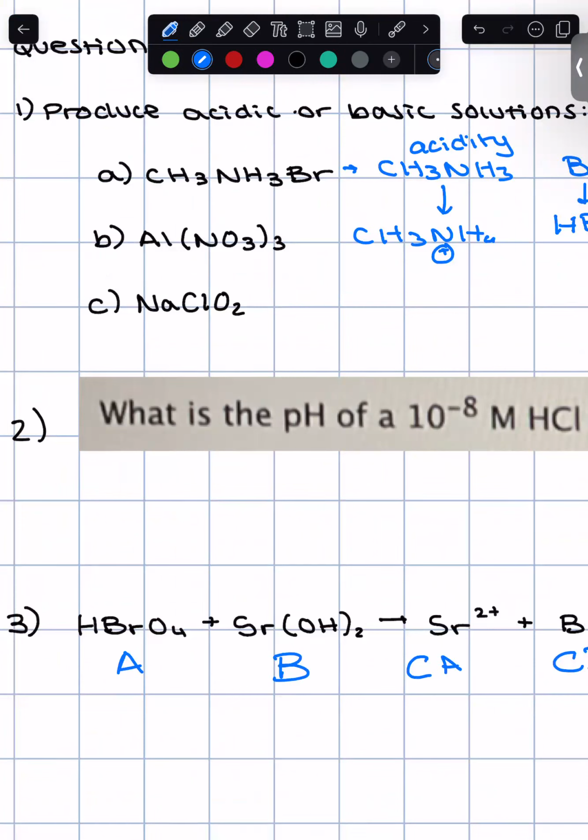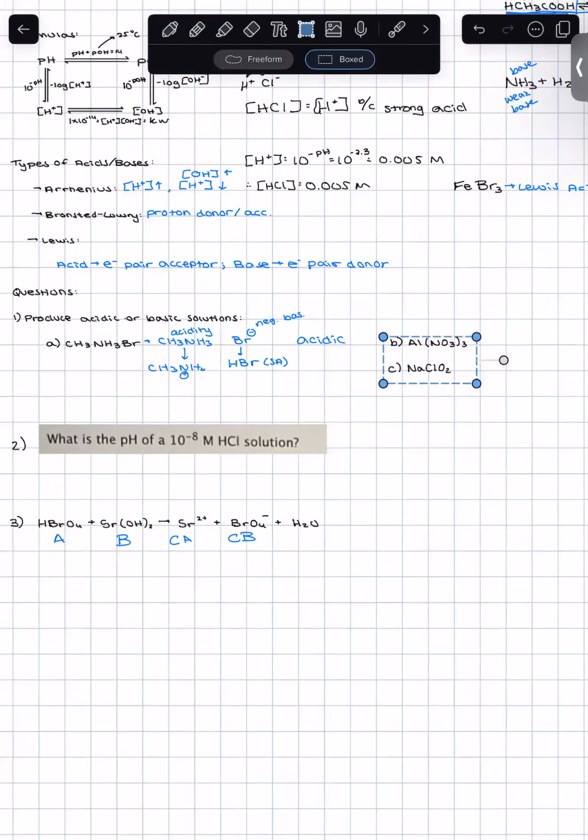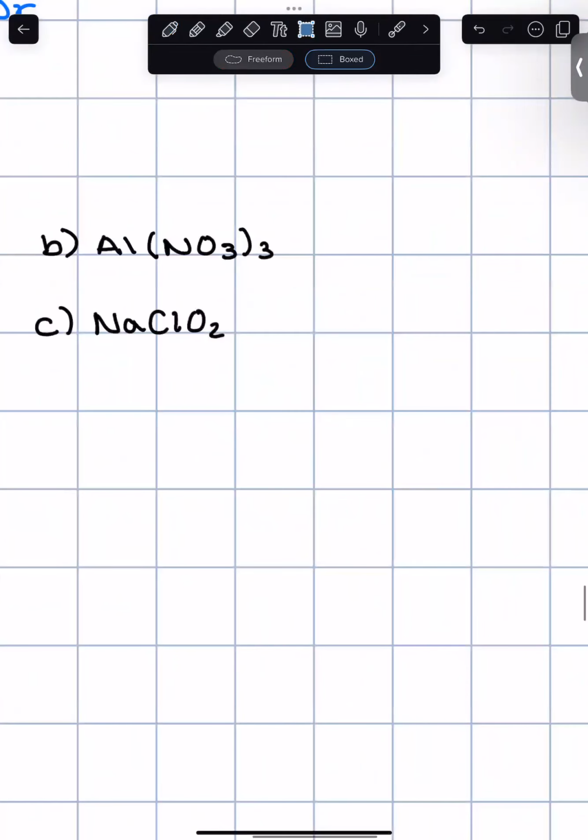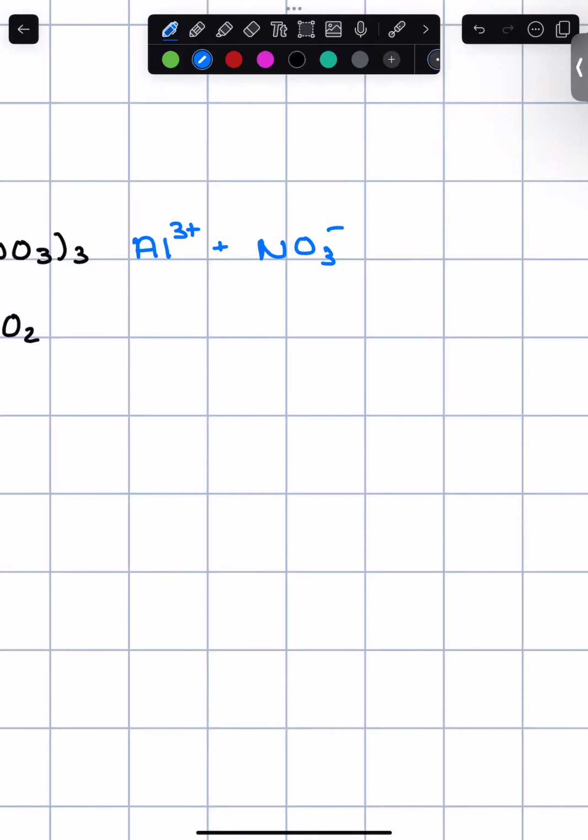What about the next one? It's kind of the same thing. NaOH, which I kind of wrote into that. So Al(NO3) produces Al3+ and NO3-. The NO3- anion is our conjugate base. It came from HNO3, which is a strong acid, therefore negligible acidity.